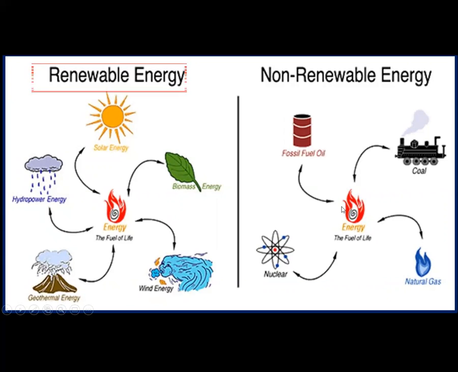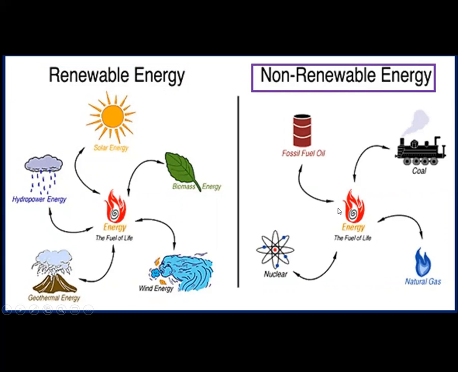On the right side, we have the non-renewable energy. The most common non-renewable energy are the fossil fuels. Fossil fuels include coal, oil, and natural gas. So oil, coal, and natural gas are all fossil fuels. Among the three, natural gas is the cleanest, while coal is the one that is considered the most polluting.